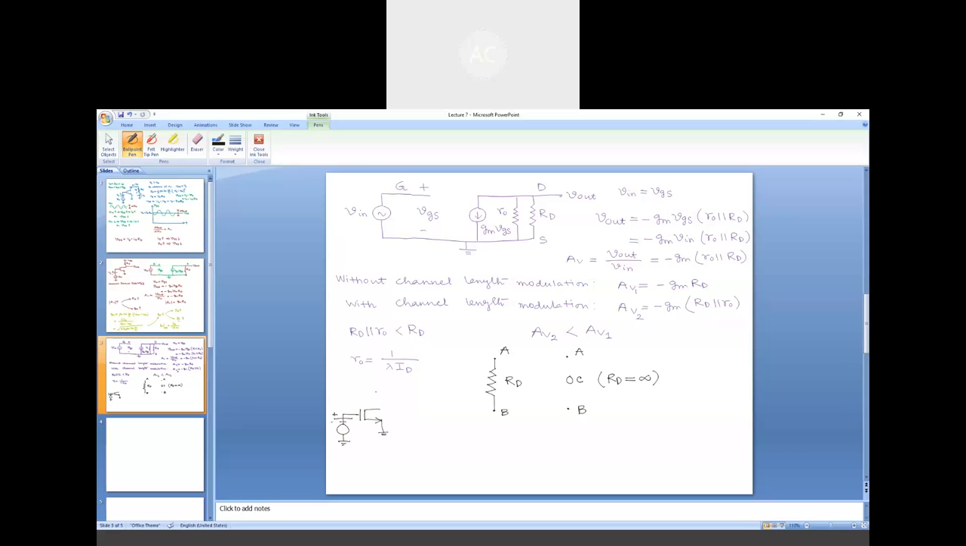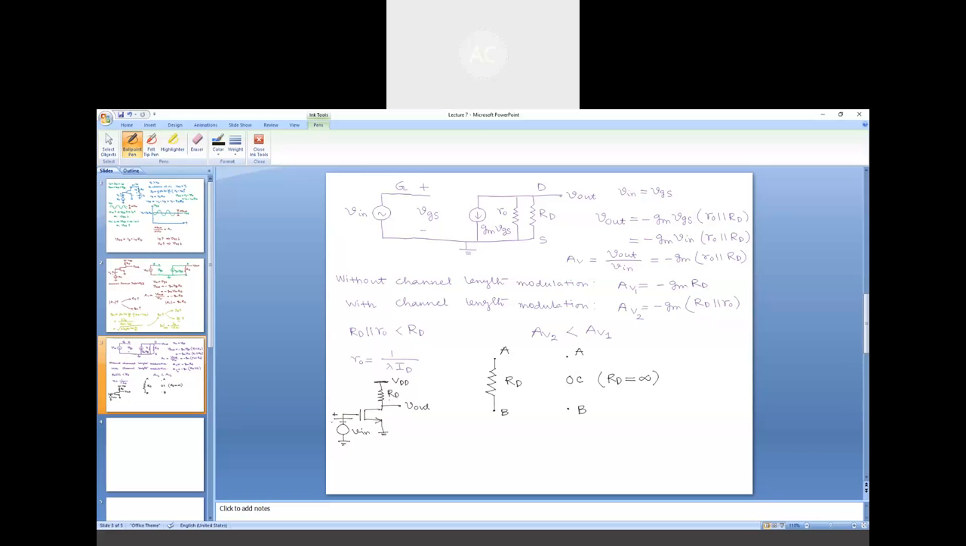It is something like that. So this is the drain supply VDD. And between the drain supply and the drain, the connection is provided by RD. Between these two points, if you consider that RD is so large that it can be approximated to an open circuit, under this condition the DC current will not flow.